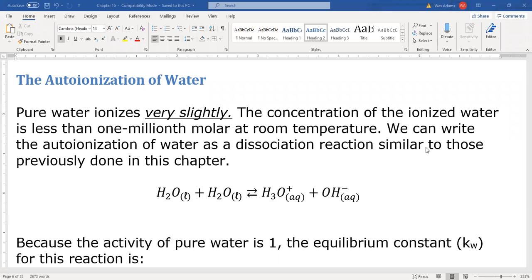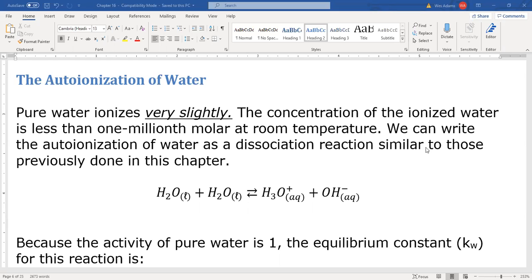Okay, let's talk a little bit about the autoionization of water. Pure water will ionize ever so slightly, even though we usually consider it a covalent compound. The concentration of the ionized water is less than 1/1,000,000th molar at room temperature. It varies slightly with temperature.